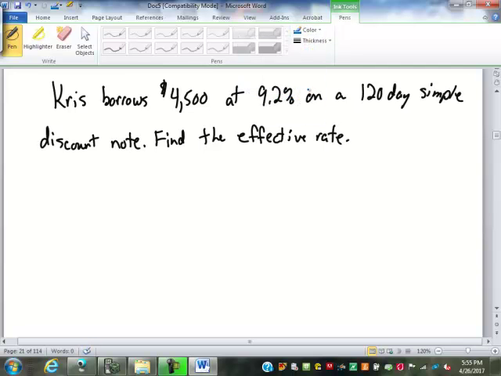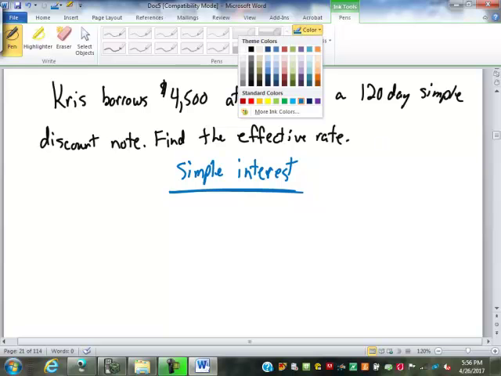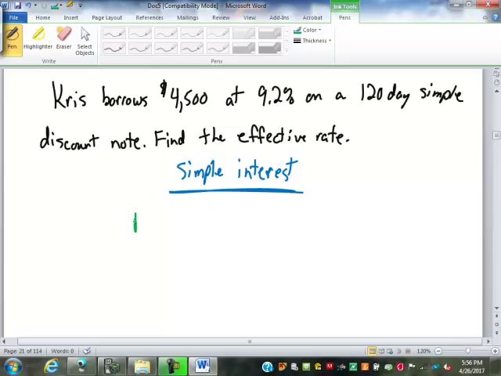I did find the effective rate because that requires us to find pretty much everything else. First of all, simple or compounded? This is simple interest. It's just a discount note, so we're kind of working backwards. We still find the discount, which is kind of the equivalent of the interest, right? How do we find that?